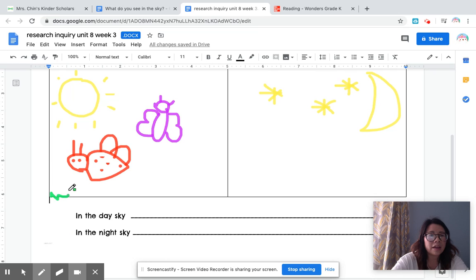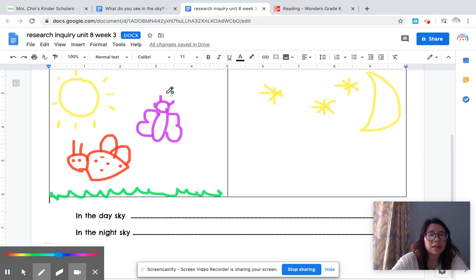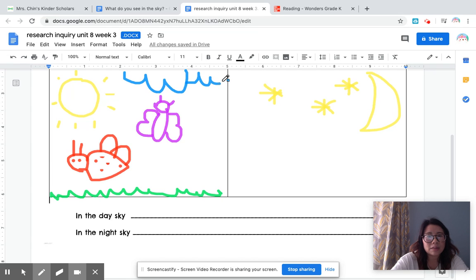And then scholars, I want to add some details here. So this is like the grass to show that we're outside. Maybe I'll draw some clouds too, because we said, in the daytime, you can see some clouds. Maybe I might add like a tree to show that we are also outside. Okay, so trying my best to use the drawing tool to do a complete picture. Okay, and if I wanted to, I could go back and I could color the sky blue to show that this is the day sky.